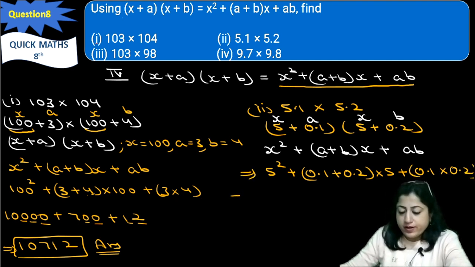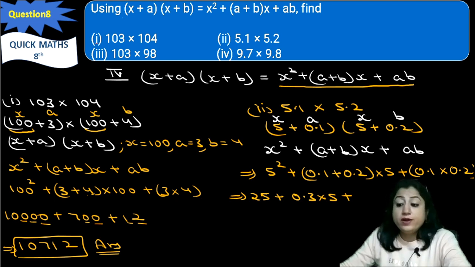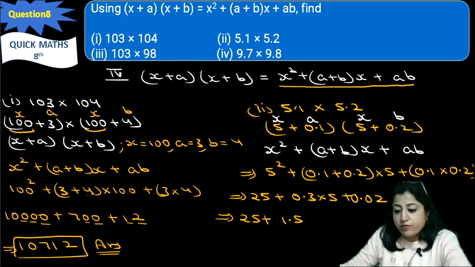So it can be written as 25 first, 5 square is 25. 0.1 plus 0.2 is 0.3, multiply 5, plus 0.1 multiply 0.2. Just multiply 1 by 2. Now there will be 2 places of decimal, since this is 1 place of decimal and this is 1 place of decimal. So the answer will be at 2 places of decimal. It is 0.02. So it will be 25 plus 0.3 times 5, which is 1.5, plus 0.02.